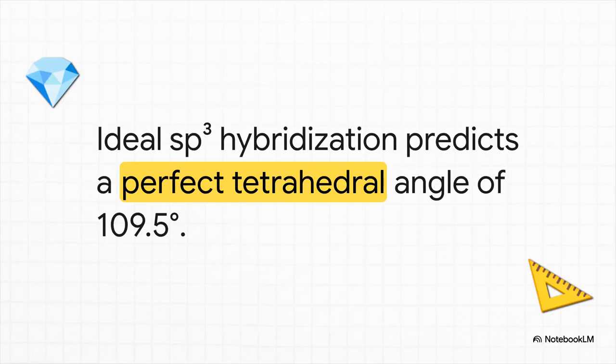Now, in a perfect world, if these four new orbitals were all exactly the same, they'd want to get as far away from each other as possible. And the way they do that is by arranging themselves into a perfect tetrahedron. This setup creates that magic angle we talked about, 109.5 degrees. But, as we already know, water doesn't follow the rules. Something is messing with that perfect symmetry.